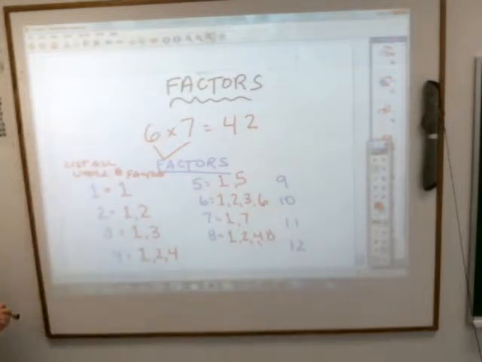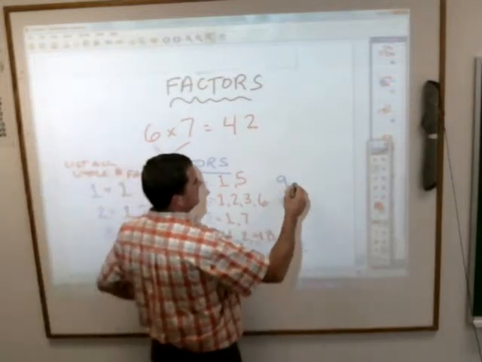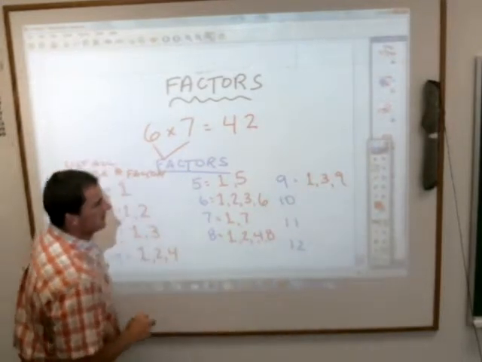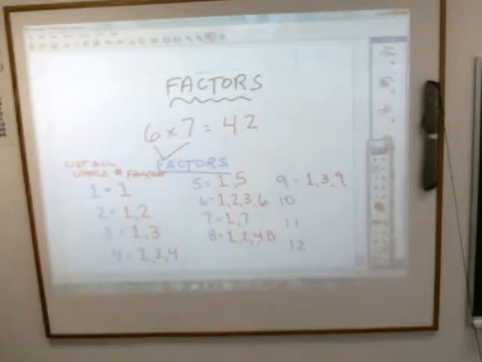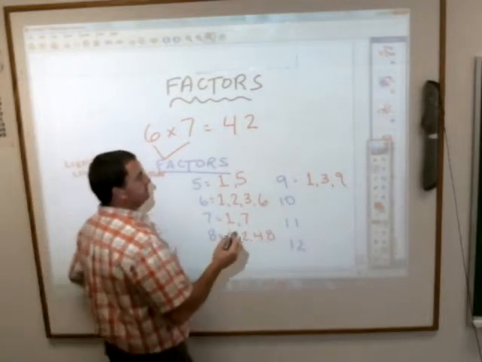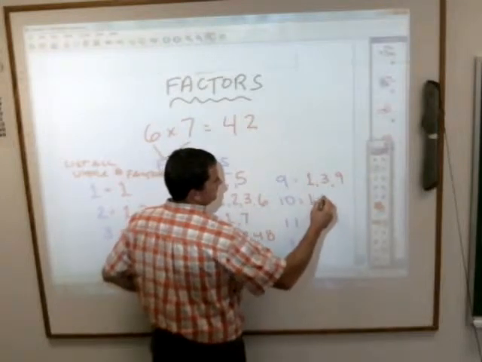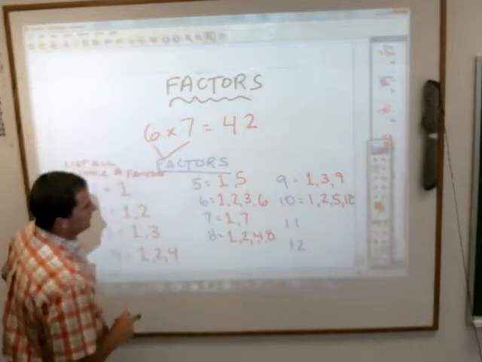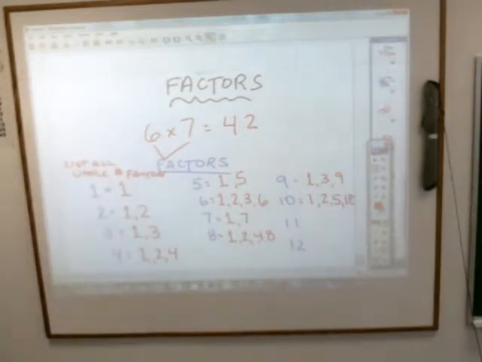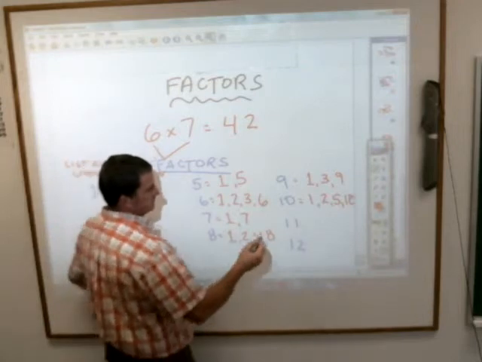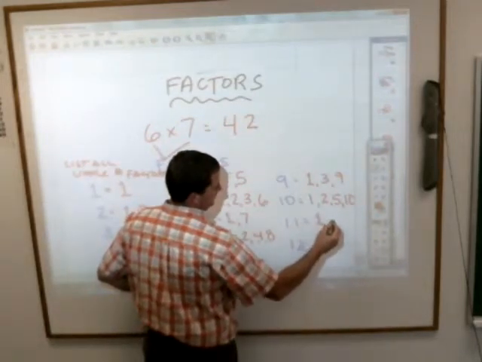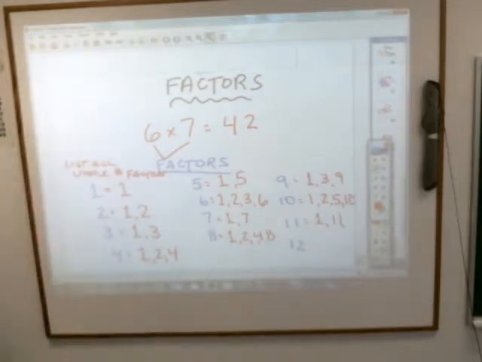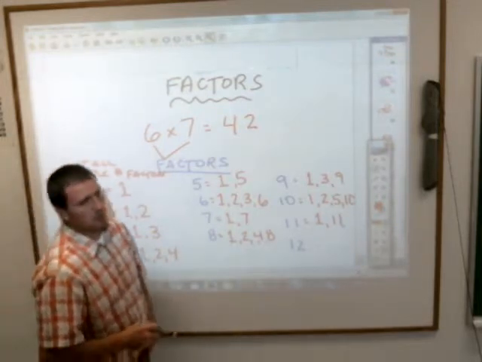Factors of 9. Christine? 1 and 9. You're missing one. How about 3 times 3. 1, 3, and 9. Factors of 10. Jacob? 1, 2, 5, and 10. Correct. Factors of 11, we'll do these last two and then talk about a little bit. Michael, factors of 11. 1 and 11.